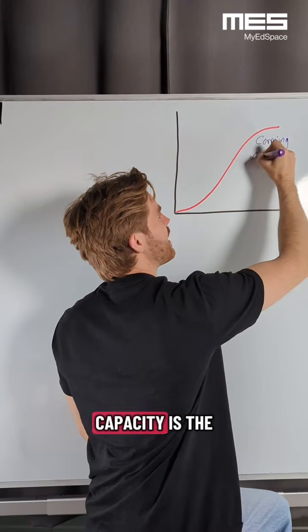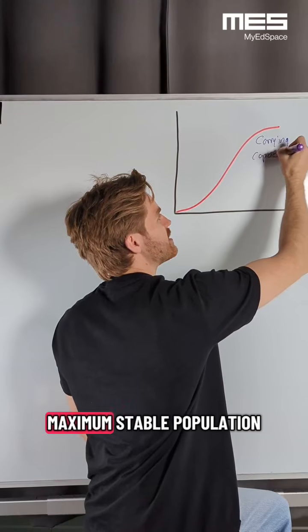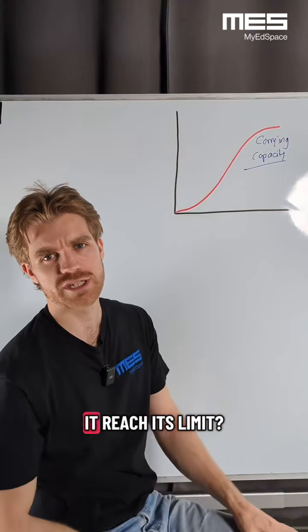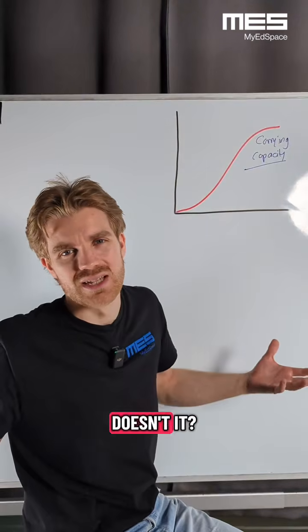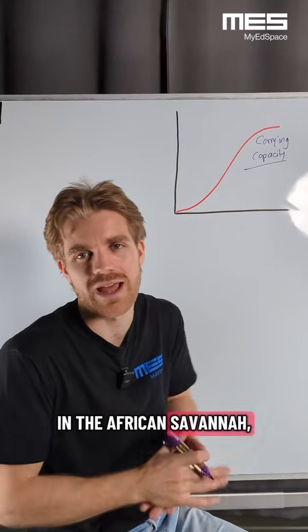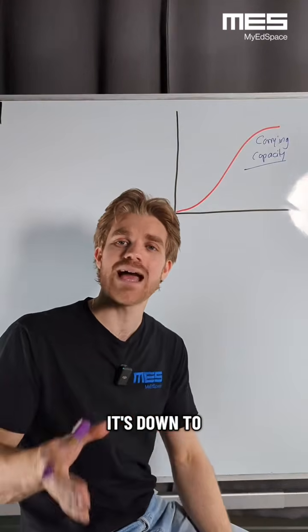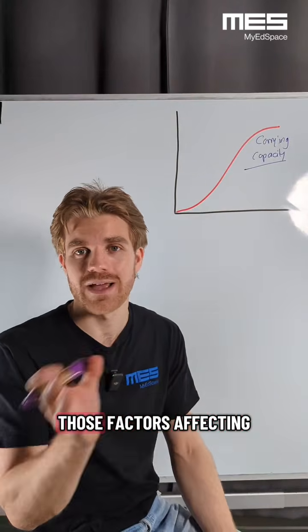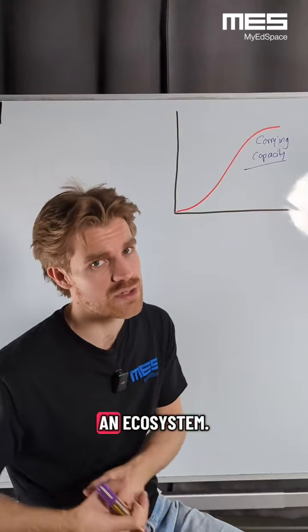Now, the carrying capacity is the maximum stable population size of an ecosystem. But why does it reach its limit? Kind of seems obvious, doesn't it? Like, obviously, there can't be an infinite number of wildebeest living in the African savannah. But why is it limited? And it's down to various abiotic and biotic factors, those factors affecting population sizes of an ecosystem.